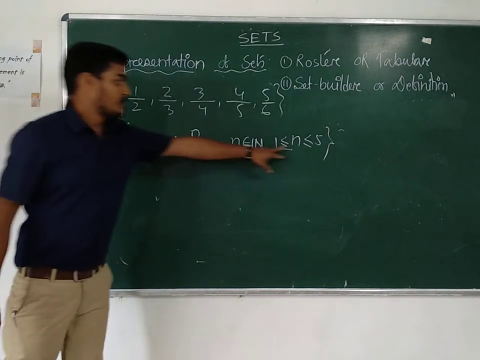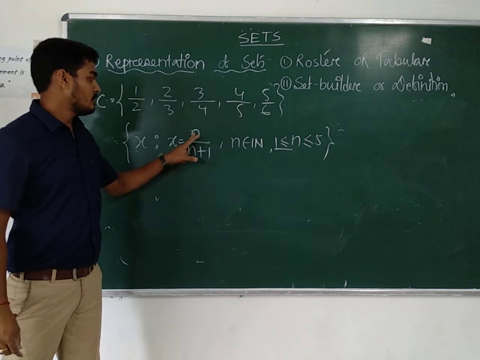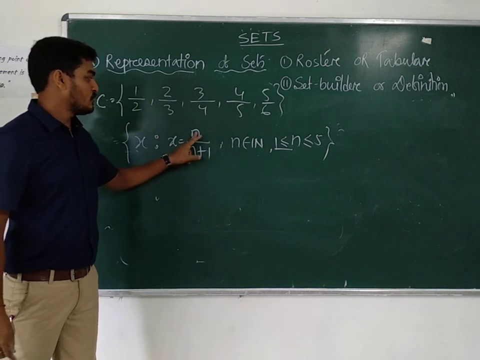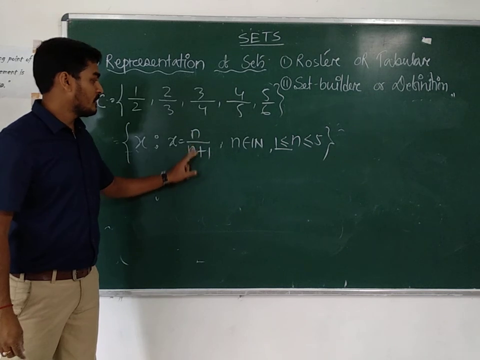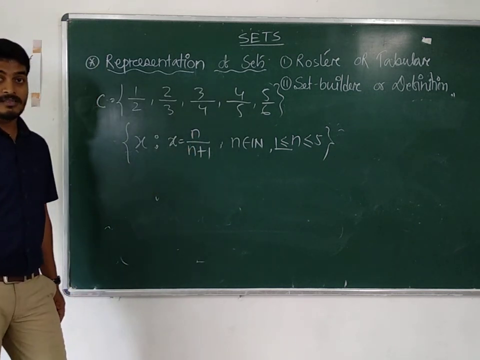What is the smallest value of n? 1. If it is 1, 1 plus 1 is 2. If it is 2, 2 plus 1 is 3. If it is 3, then it will be 4. If it is 4, then it will be 5. If it is 5, then it will be 6. In this way, you have to write down all the elements.